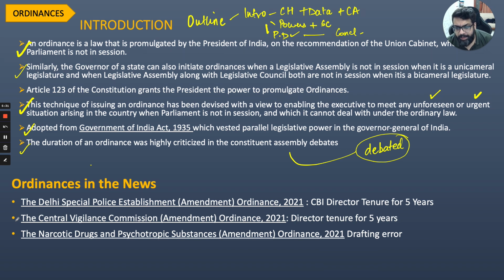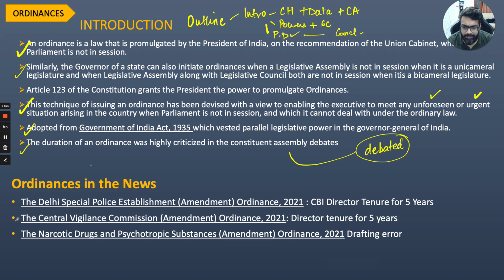Now, when we look at the recent ordinances, there are actually a few which are in force. A few have been negatived in the sense that they've been enacted into proper laws. Let's look at the ordinances which are currently in force and will be in force, I think, by the time you write the mains exam.